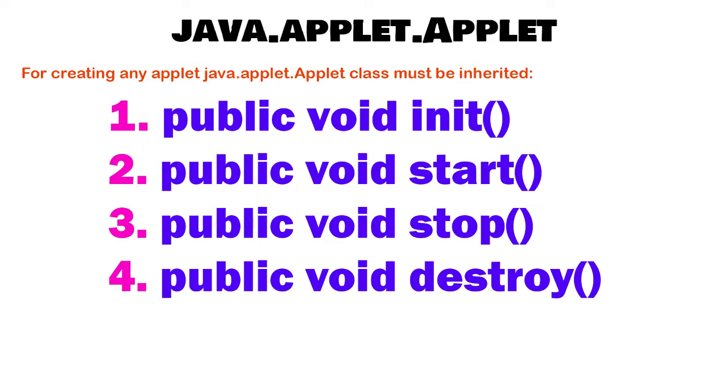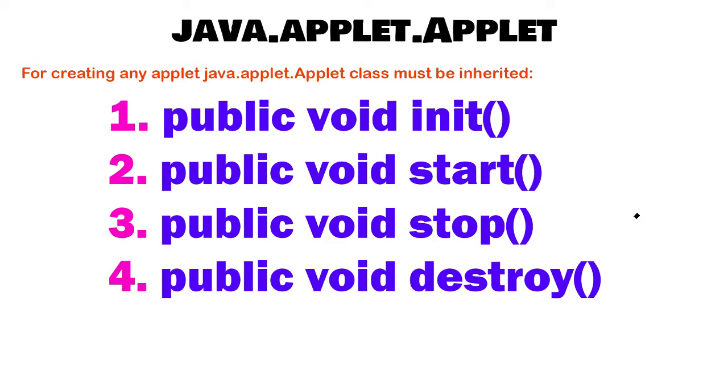For creating a Java applet class, it provides 4 lifecycle methods of an applet. At first, method 1 is used to initialize the applet. It is invoked only once. Method 2 is invoked after the initialization method or when the browser is maximized. It is used to start the applet.